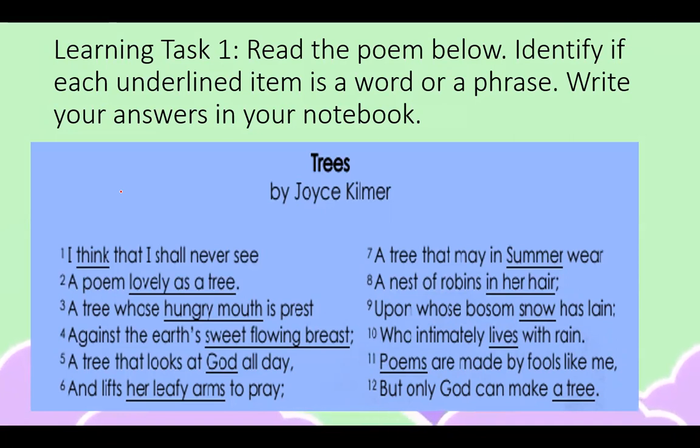Number 10, who intimately lives with rain. The underlined item is lives. Now, for line number 11, poems are made by fools like me. The underlined word is poems. For the last line, but only God can make a tree. The underlined item is a tree. So again, on your notebook, try to identify if the underlined item is a word or a phrase.